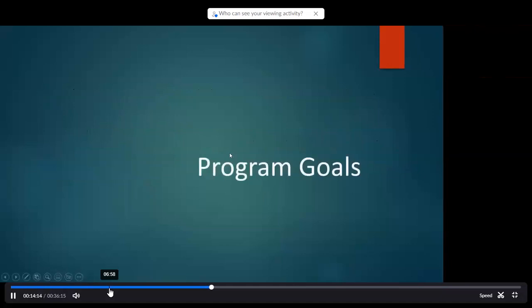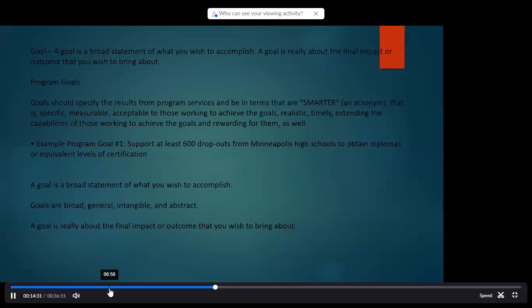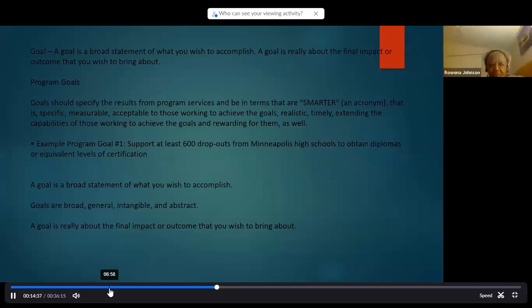Okay, now, we talk about the vision. We talk about the mission. And now we're going to talk about goals. What are goals? Let's get started. A goal is a broad statement of what you wish to accomplish. A goal is really about the final impact or outcome that you wish to bring about.